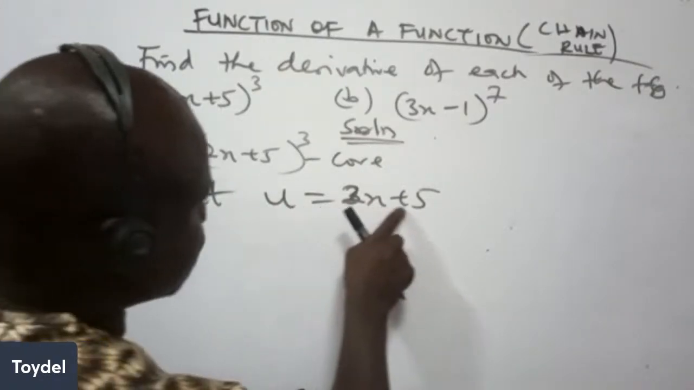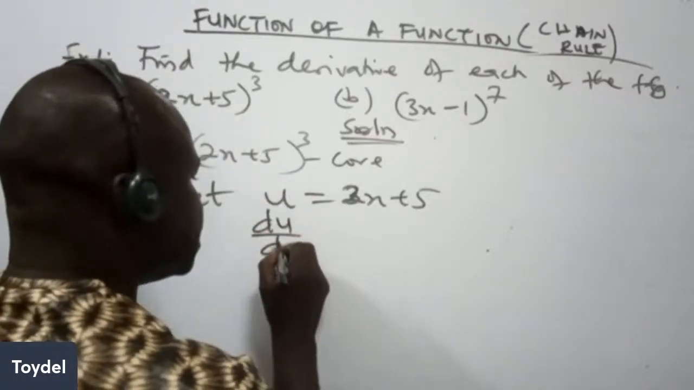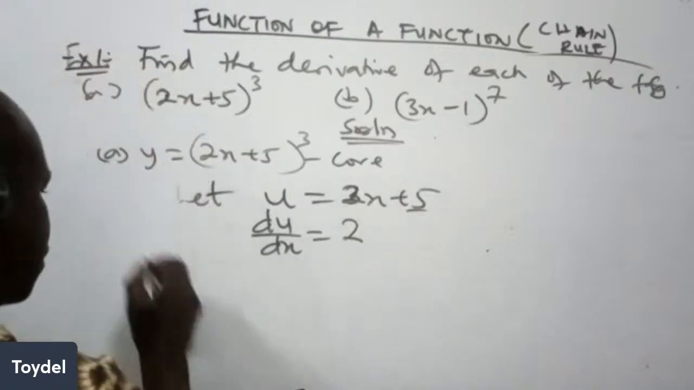Then let u equal to 2x plus 5. So that I'm going to differentiate u with respect to x. du/dx will now give me 2. Differentiation of a constant is 0. Then what do I have left here?